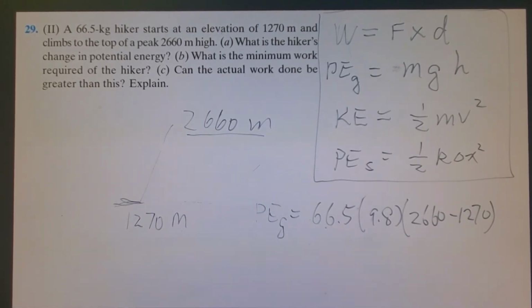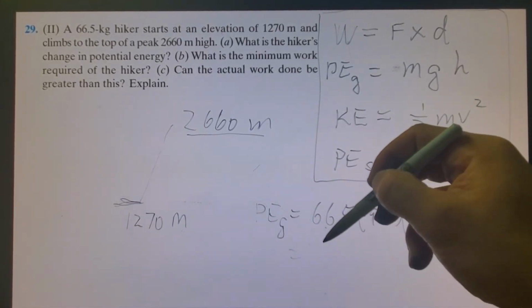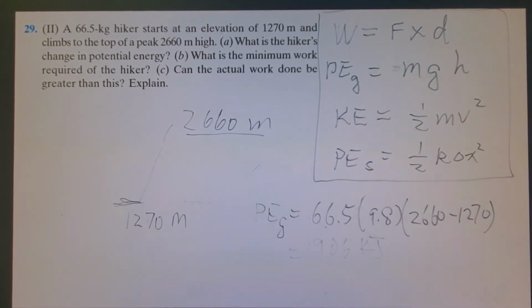It's 66.5 times 9.8 times parentheses 2660 minus 1270. Okay, so I get a big number. I'm going to give it to you in kilojoules: it is 906 kilojoules. What is the minimum work required for the hiker?